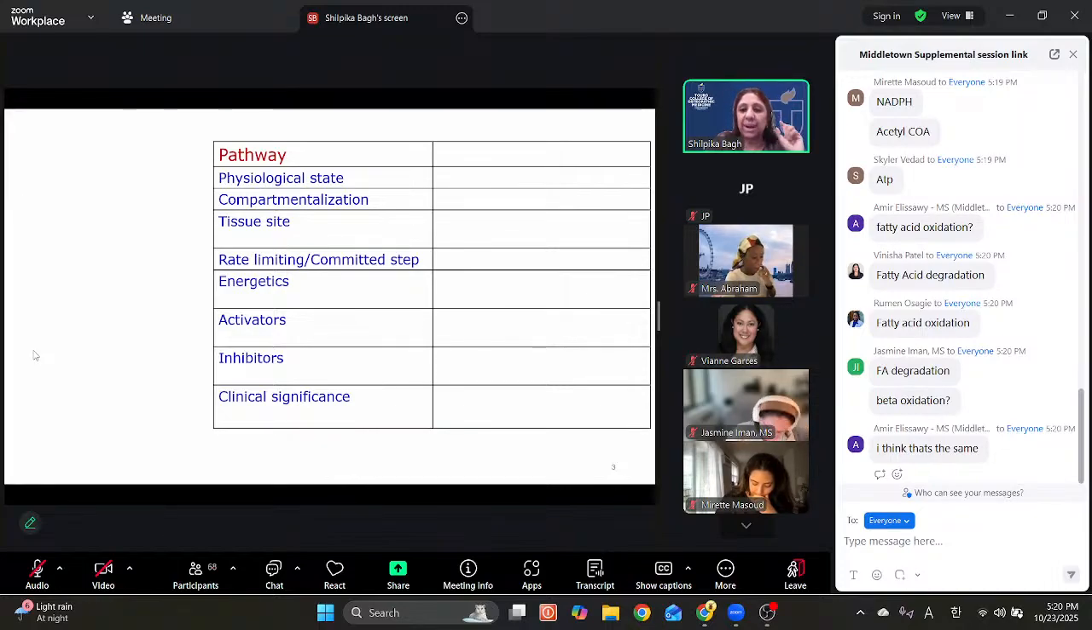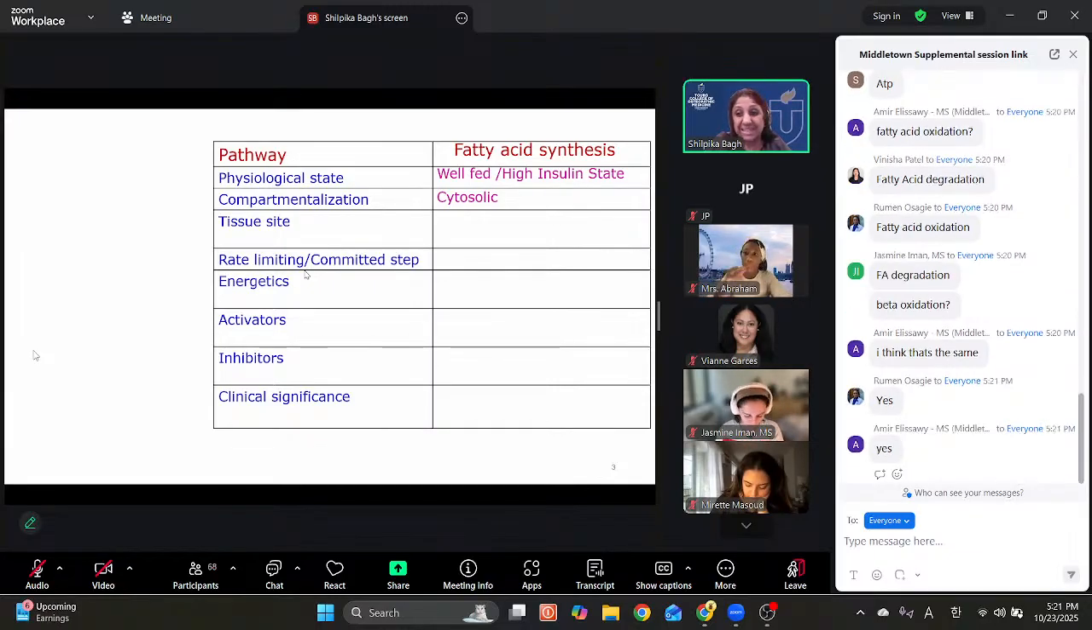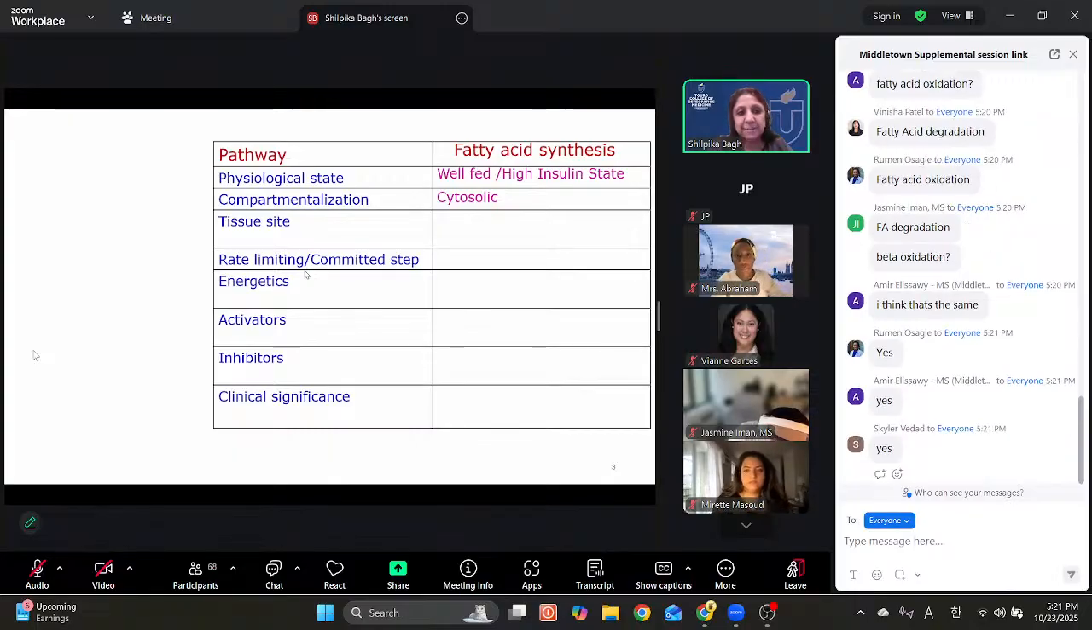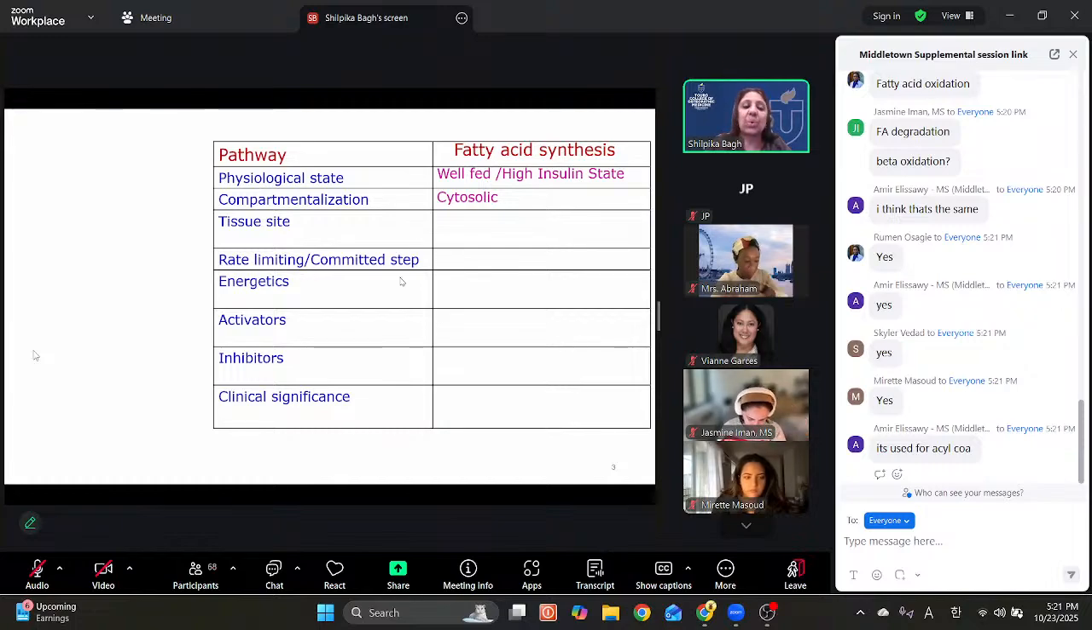So let's do fatty acid synthesis, which is a well-fed state pathway, and let's see how carbs are killers. Is it cytosolic? Absolutely. That is why you need to bring acetyl-CoA into the cytosol to do fatty acid synthesis. So why am I talking about acetyl-CoA? What has acetyl-CoA to do with fatty acid synthesis? Is it a starting molecule? Yes, acetyl-CoA is the starting molecule for fatty acid synthesis.